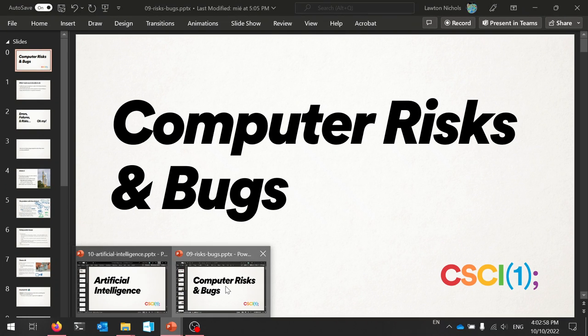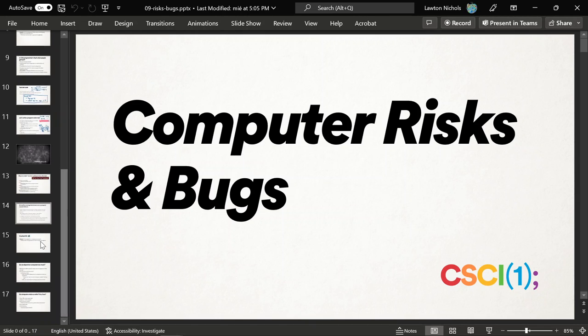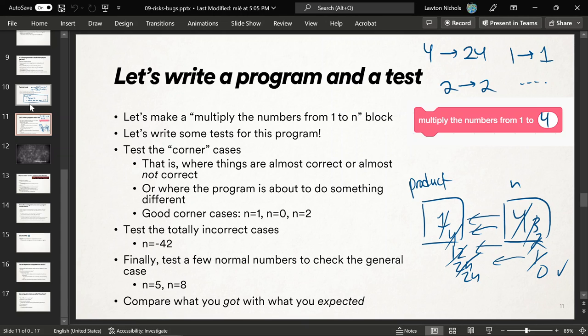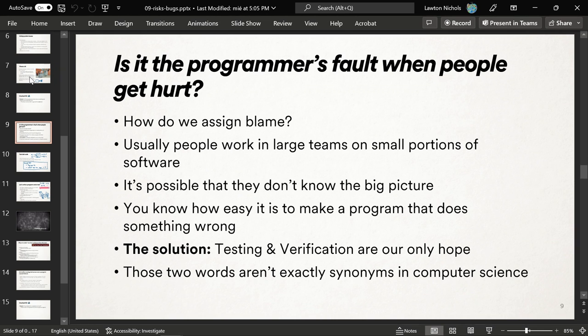So let's finish up these slides on risks and bugs, and then we'll start some new ones. I am excited. So, last time we ended talking about, like, oh man, bad things can happen with programs.